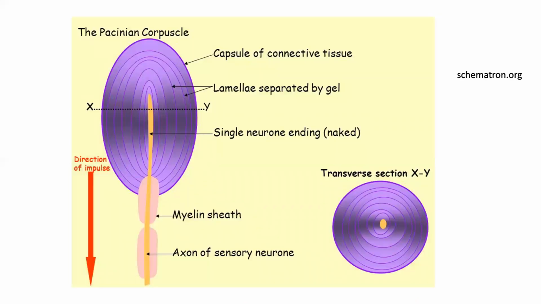And now, this is the diagram showing the Pacinian corpuscle. As you can see, there is the unmyelinated nerve fiber, which is surrounded by multiple layers of lamellae. And once they leave the lamellae, they are covered with the myelin sheath.